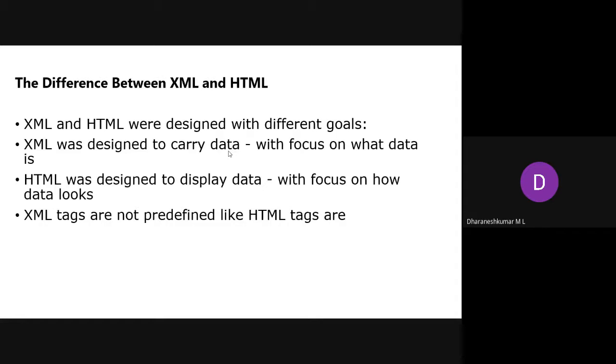XML tags are not predefined like HTML tags. In HTML, suppose I wanted to include a paragraph, then I must use the paragraph tag. If I wanted to include a heading, then I can use the heading tag H1. But in XML, you don't have predefined tags. XML allows the user to create your own tags.